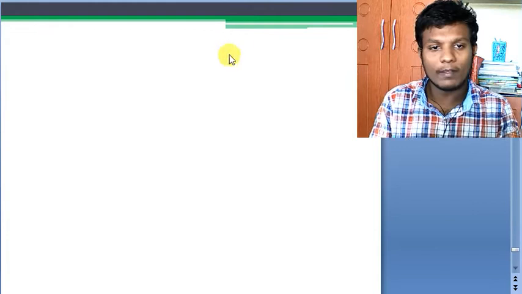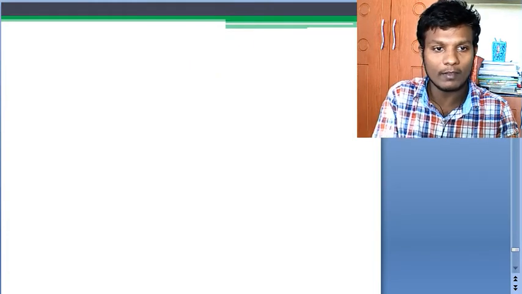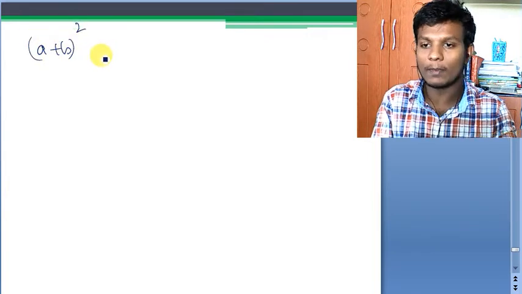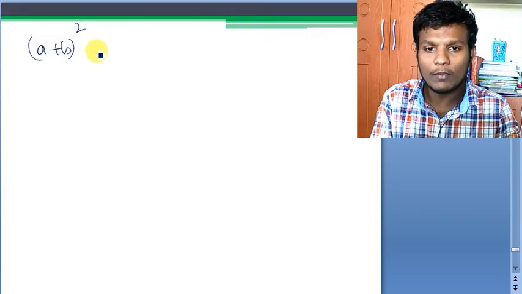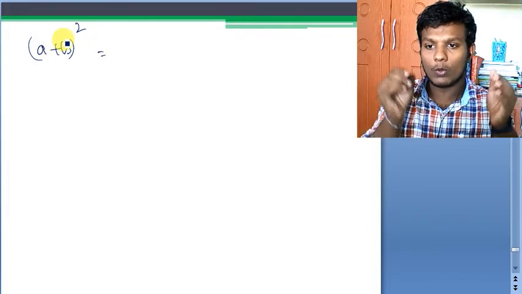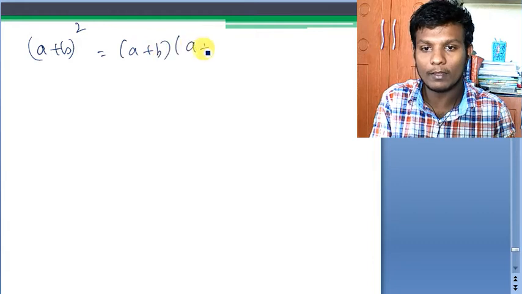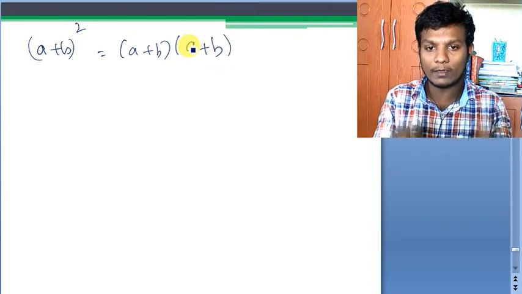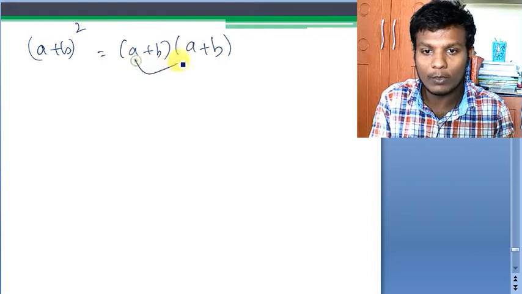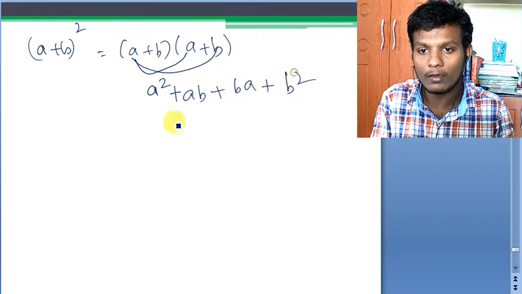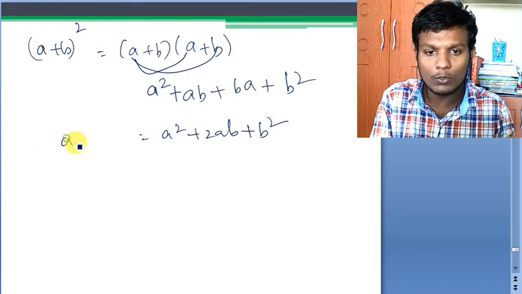We all know what a plus b whole square is and how it comes. Let us see that. Suppose I have a plus b whole square, or x plus y whole square for that matter. Whenever there is a square, you will treat it as a plus b into a plus b, and you know how to multiply two expressions. You will do it as a into a, a square, a into b, ab, and b into a, ba, plus b into b, b square, and it is a square plus 2ab plus b square.